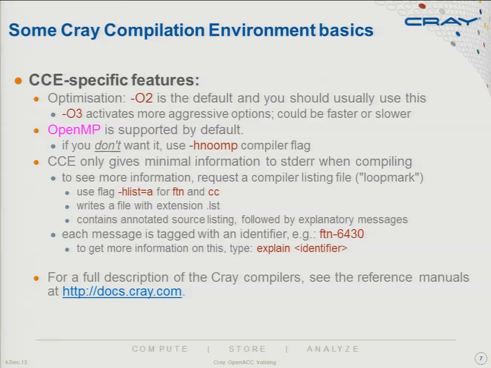With the Cray compiler, OpenMP is supported by default. If you don't want it, switch it off with the compiler flag. Code is optimized by default. The Cray compiler doesn't tell you very much when it's compiling. If you want to find out how it compiled the code, you should switch on messages, the compiler listing file. So you should use the compiler flag hlist=a, for all.